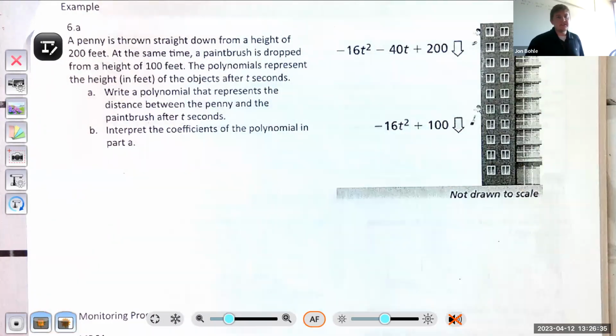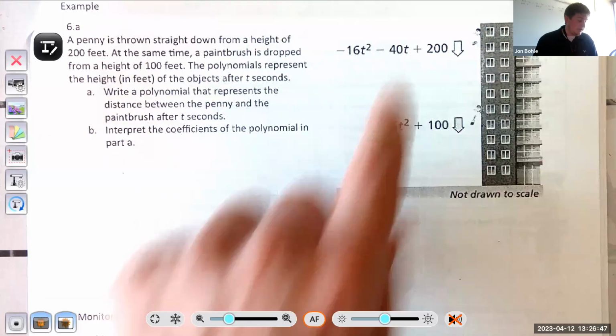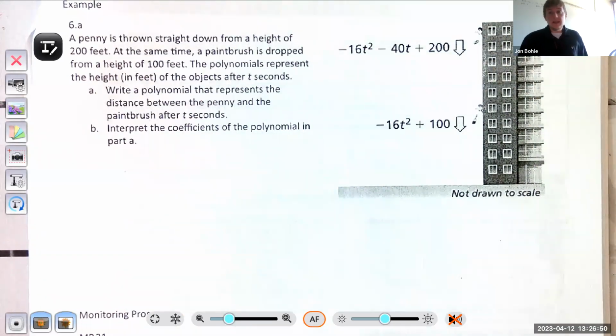The polynomial represents the height in feet of the object after t seconds. So what does that mean? That means if I want to know how high they are in the air, I plug in a time of 1 second, let's say. I plug in 1 second and I evaluate the number, and that's going to tell me how high off of the ground it is. Okay, part A.